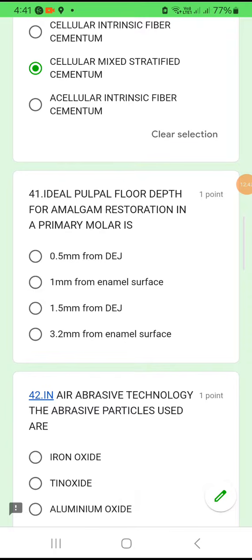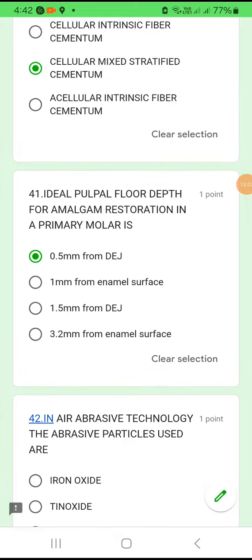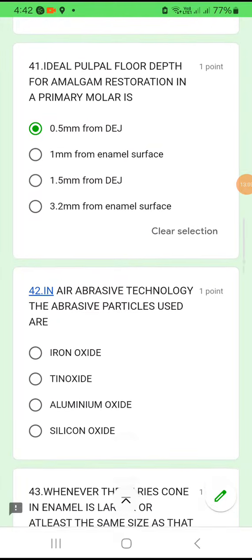Question number 41. Ideal pulp floor depth for amalgam restoration in a primary molar is 0.5 mm from the DEJ, 1 mm from the enamel surface, 1.5 mm from the DEJ, or 3.2 mm from the enamel surface. So ideal pulp floor depth for amalgam restoration of primary molar is 0.5 mm from the DEJ. Okay, 0.5 mm from the DEJ.